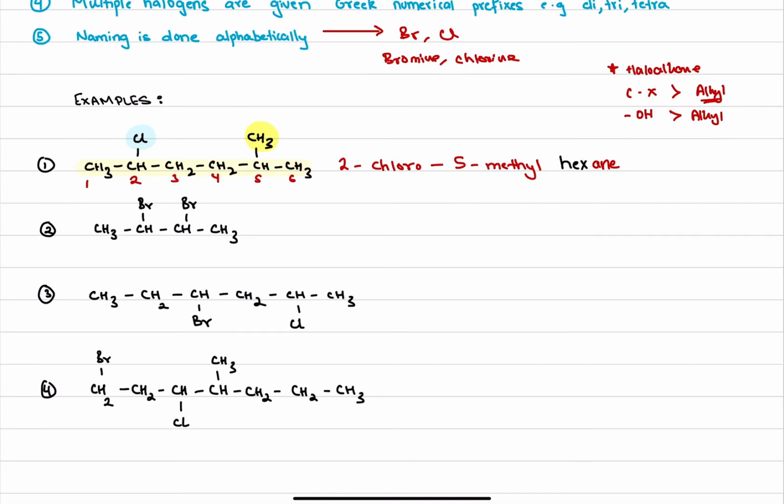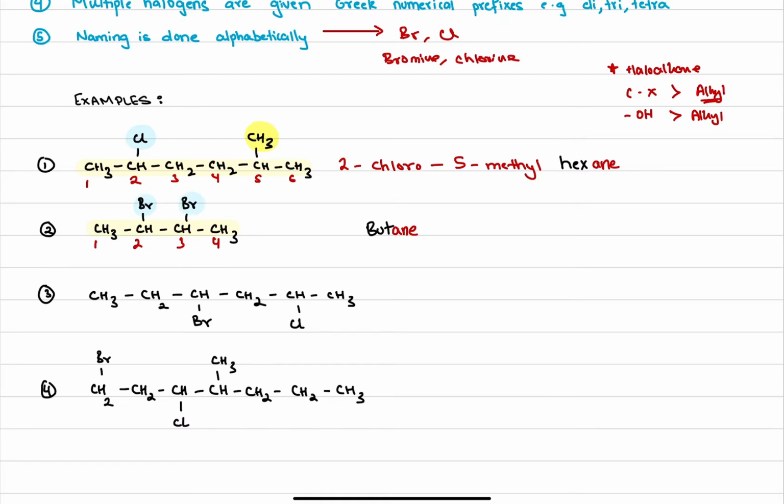So in the second molecule, we have 1, 2, 3, and 4 carbons. So this makes it butane, right? Because there are 4 carbons and we know it's a haloalkane, so it will end with ane. Now, apart from that, let's number this quickly. 1, 2, 3, 4. And in this case, basically, we have 2 bromines. So one bromine here and another bromine over here.